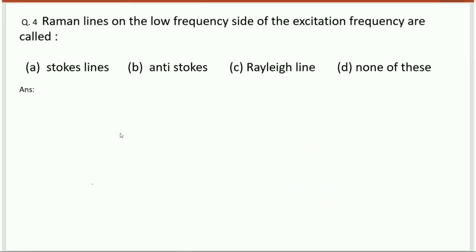Now the fourth question is, Raman lines on the low frequency side of the excitation frequency are called: Stokes line, anti-Stokes line, Rayleigh line, or none of these. In Raman spectroscopy, the line representation is like this: a major line, then small lines on both sides, left and right. The left side is called the Stokes line, and the right side the anti-Stokes line. Now this big line is called the Rayleigh line.